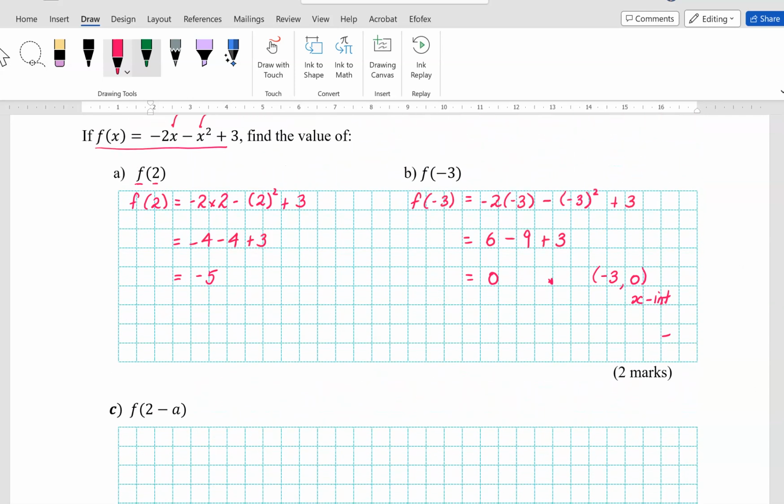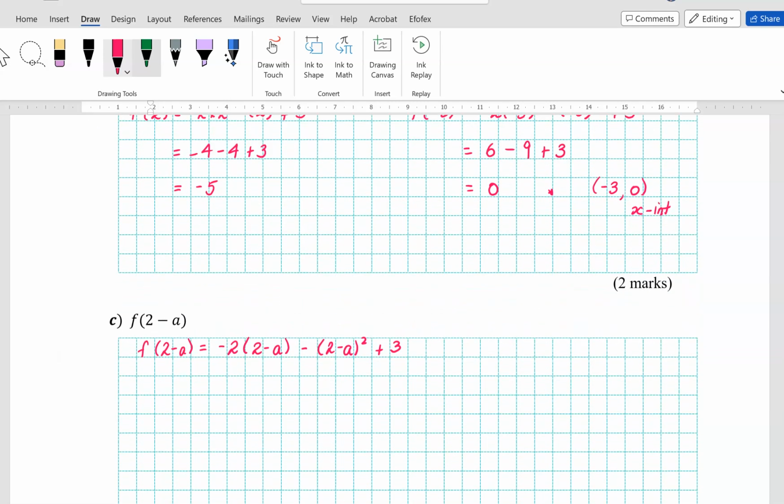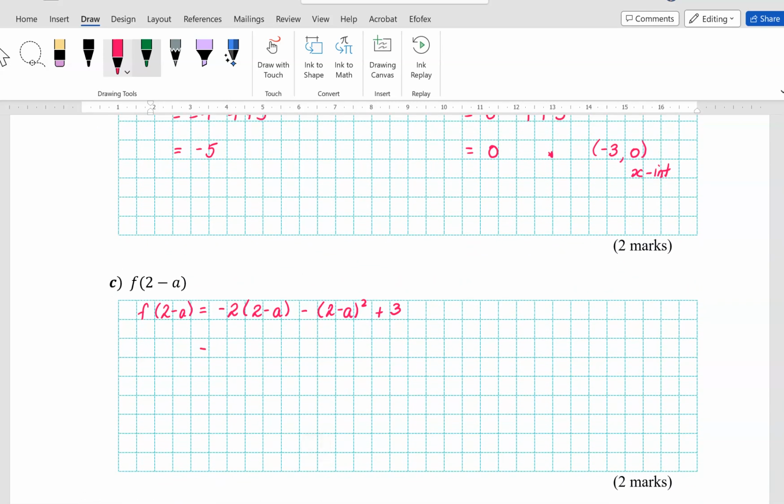So once again, we're going to go back to our function, and this time wherever x is, instead of replacing it with 2 or 3 or minus 3, whatever, we're replacing it with 2 take a. So it's minus 2 times (2 take a) minus x squared, which is (2 take a) squared, plus 3. And now your job is just to tidy that up. So let's expand these brackets. Minus 2 times 2 is minus 4. Negative times a negative is a positive.